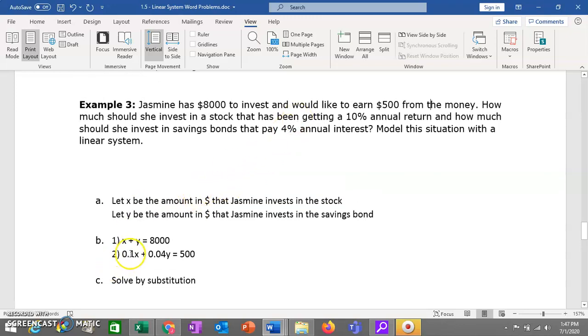So we get 10% of whatever she puts. She gets 10% of the money in her stock, right? So however much money she puts in there, at the end of the year, she's going to get 10% of that. And for the savings bond, that's going to be 4%. So just like you put 0.1 and 0.25 for nickels and dimes, 0.1 or 10% of the money she puts into her stock, and 4% or 0.04 of the money she puts into her savings bond, when you add those together, she wants to have that equal to $500.